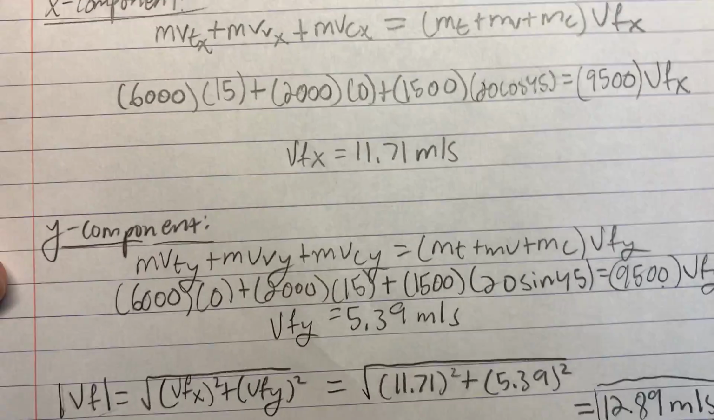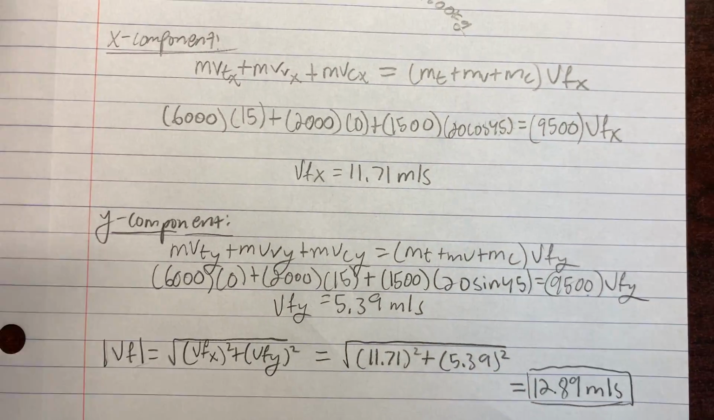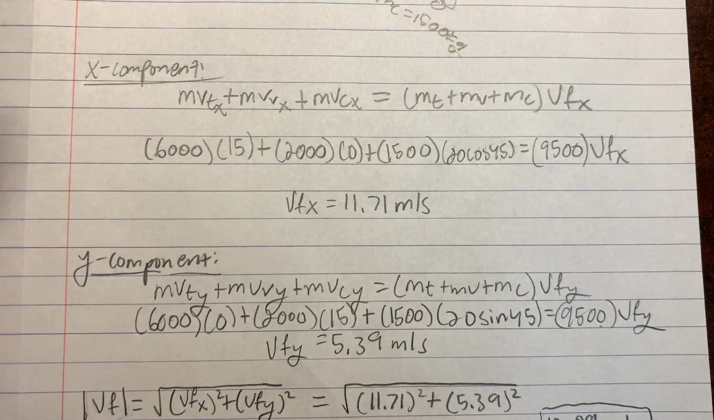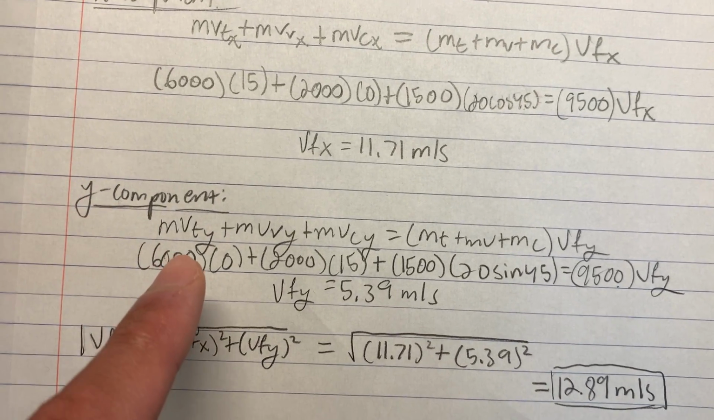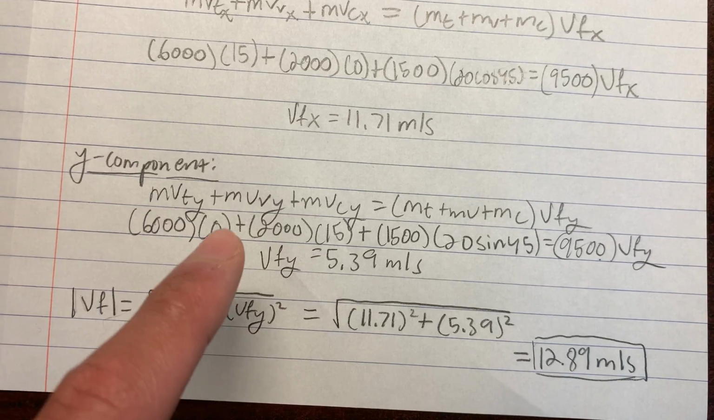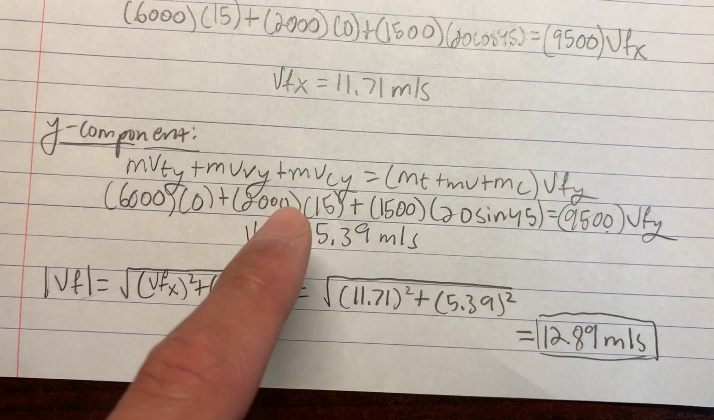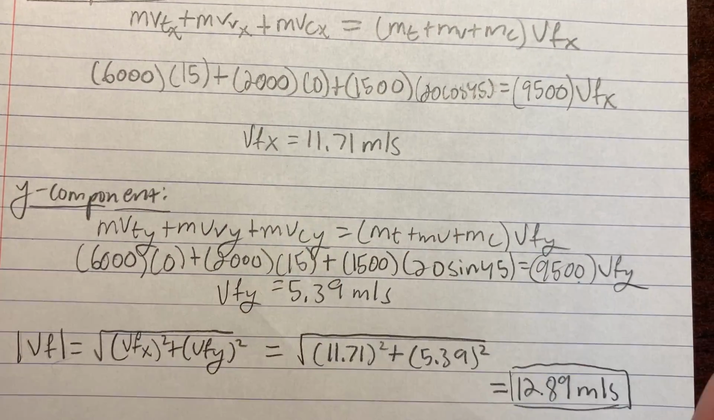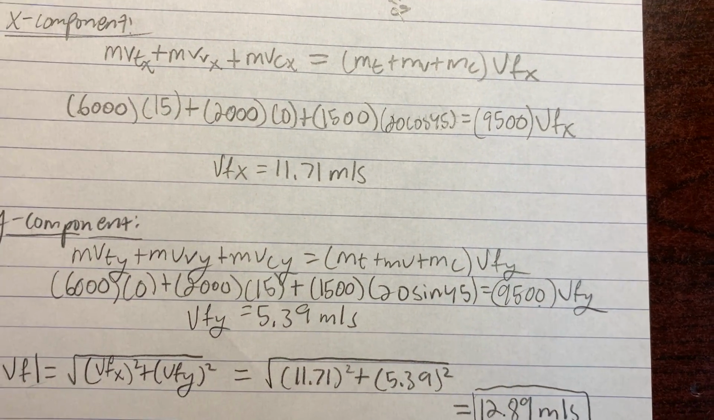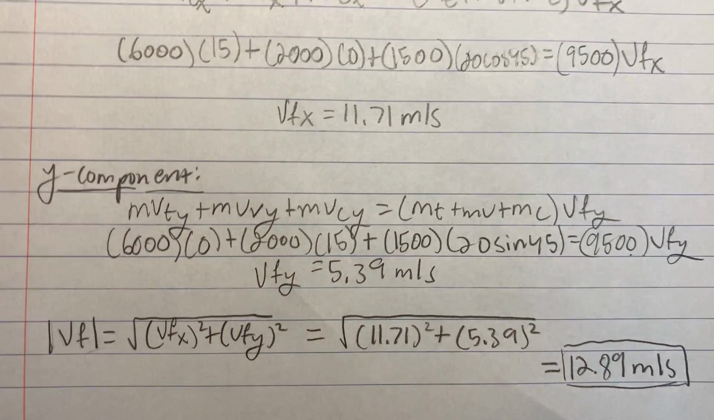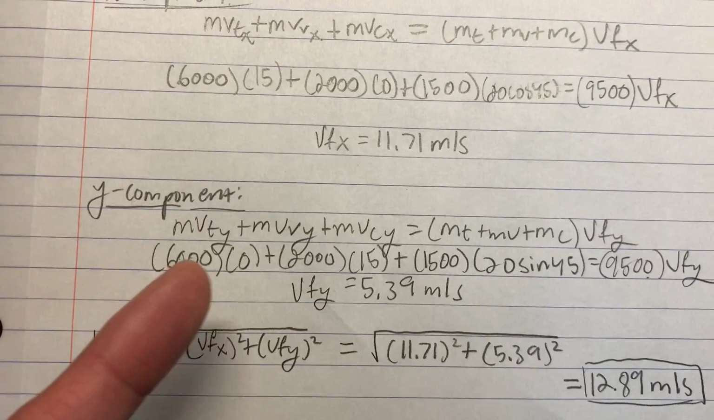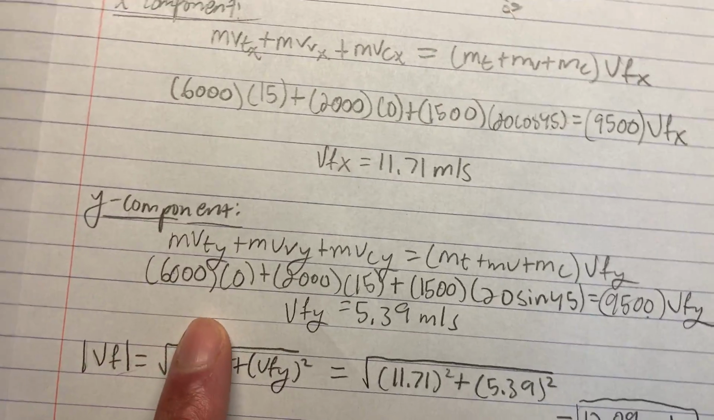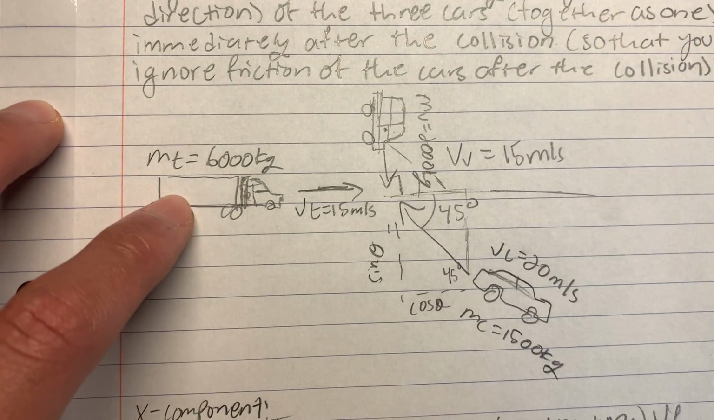And now we want the y component. It is the same exact equation, except using y components. So you want mass times velocity of the truck in the y direction plus mass times velocity of the van in the y direction plus mass times velocity of the car in the y direction equals the total mass times the final velocity in the y direction. Okay, so the mass is obviously still the same. It'd be 6,000 kilograms.